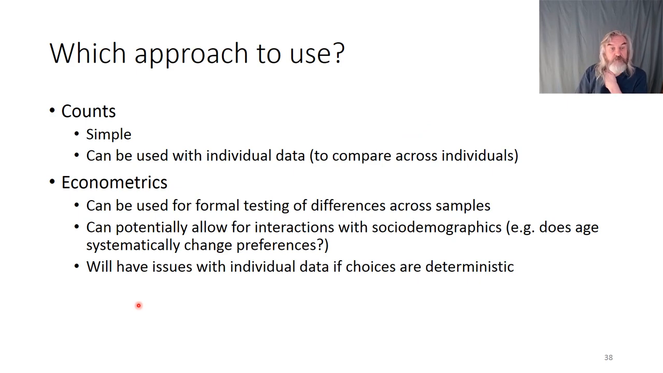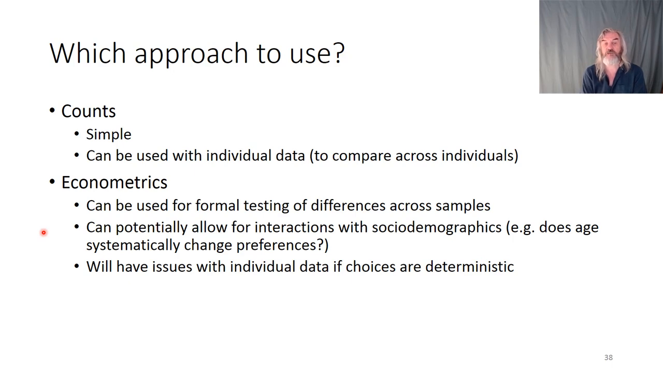Well, the counts approach is simple. It can be used with individual data, so you can compare across individuals. So in that sense, it looks a good thing. Why do the econometric approach? Well, you can use it to do formal testing of differences across samples. So in our case, we had 3 jurisdictions we were interested in. We can formally test in the statistical model whether the ratings are different across those 3 groups. So we can just do a normal formal statistical test of equivalence of parameters.